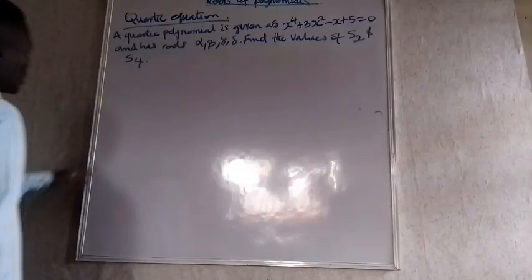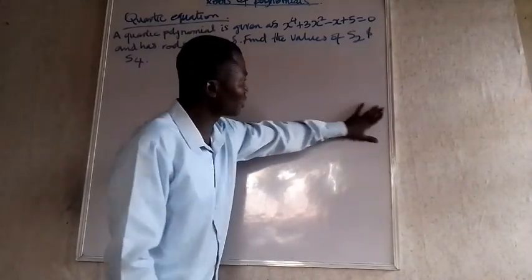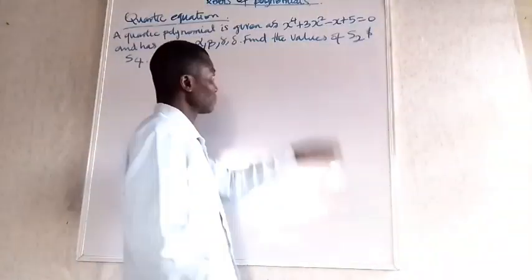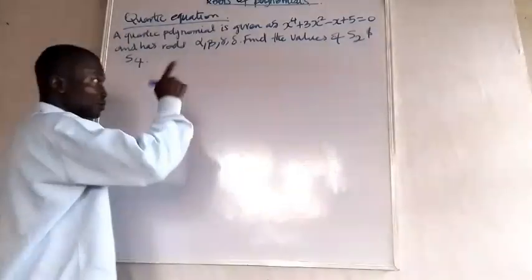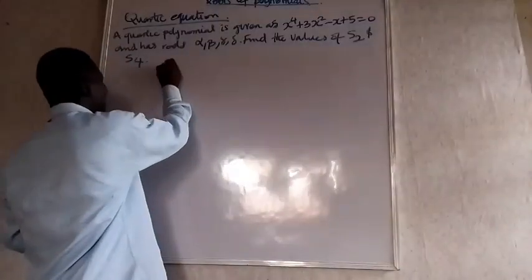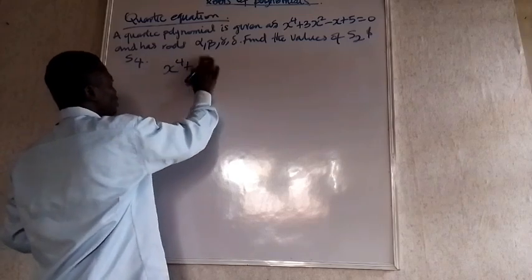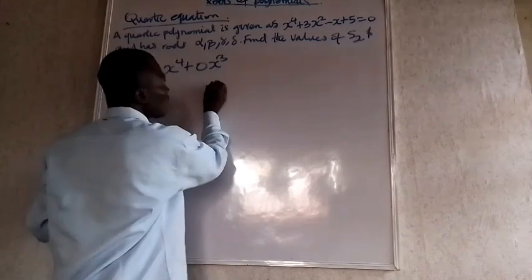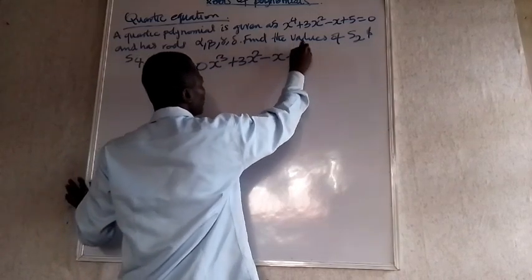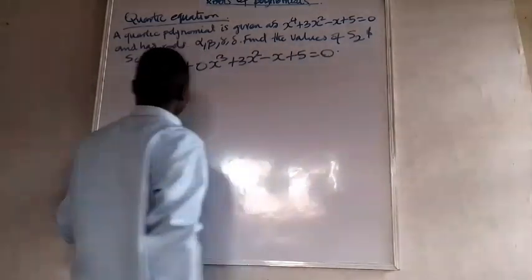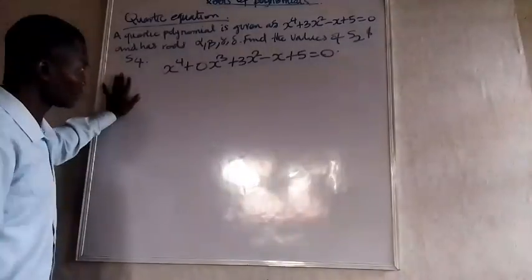Now we have this. A quartic polynomial is given as x raised to the power 4 plus 3x squared minus x plus 5 equals 0. You know normally quartic has to have 5 terms, but we are having 4 here, which means one of them is missing. It has 0 coefficients. So let's express it very well. We are going to have x raised to the power 4 plus 0x cubed plus 3x squared minus x plus 5 equals 0. And we have to find the value of S2 and S4.